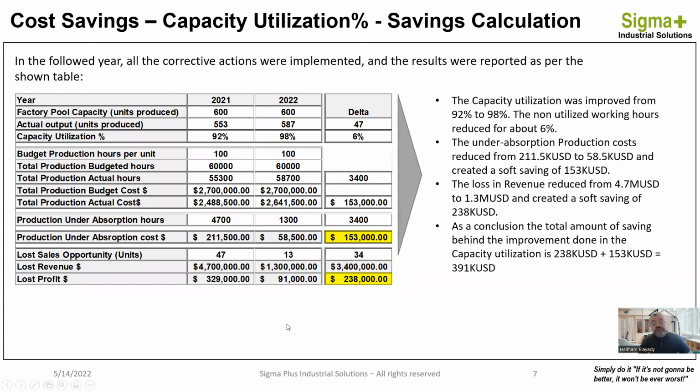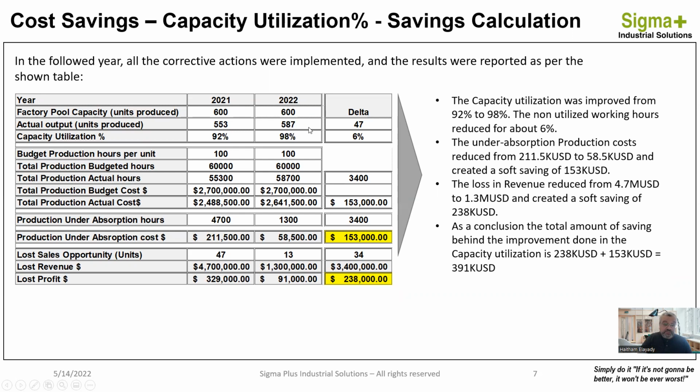So imagine now that you have already implemented those actions and you have closed the second year, and it's the time that you are comparing the results between the last year and the new year. So the tabulated form summarized the data of the next year. So the budget didn't change. It's 600 units per year.